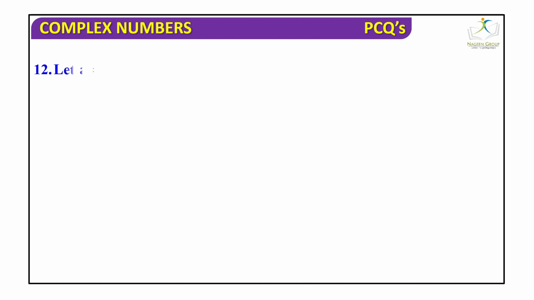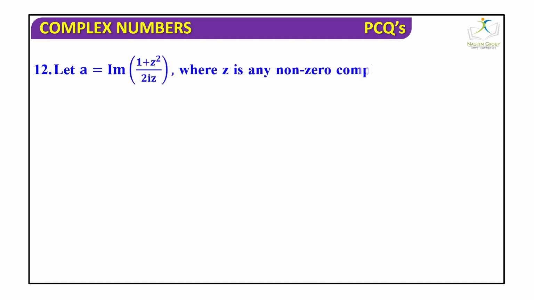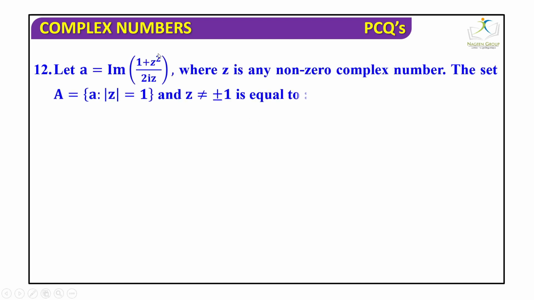Now next is here, if a is equal to the imaginary part of 1 plus z square by 2 iota into z, where z is any non-zero complex number, then the set A equals, modulus of z equal to 1 and z is not equal to plus minus 1, is equal to, this we have to find, okay?